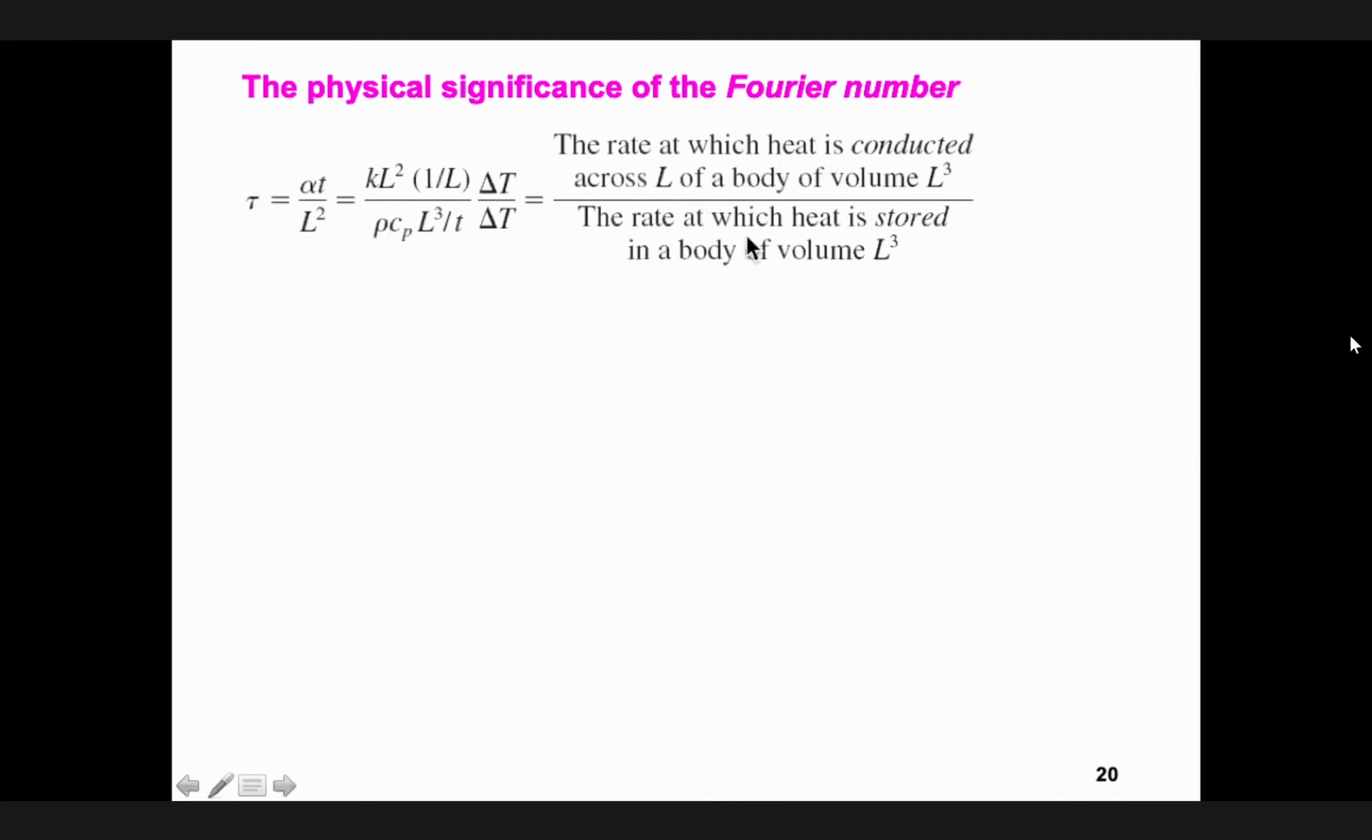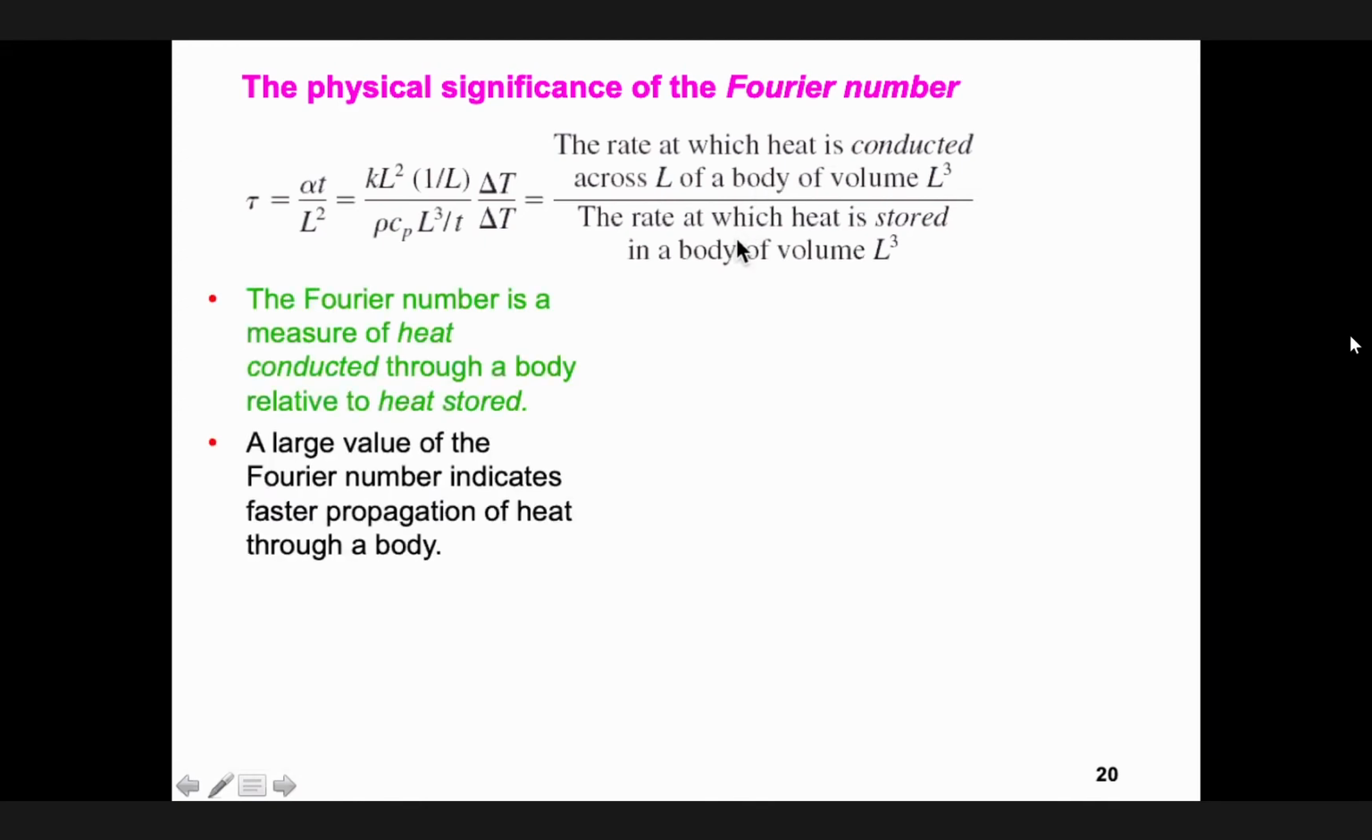Therefore, now we have another terminology: the rate at which heat is conducted through the body and the rate at which it is stored in the slab.